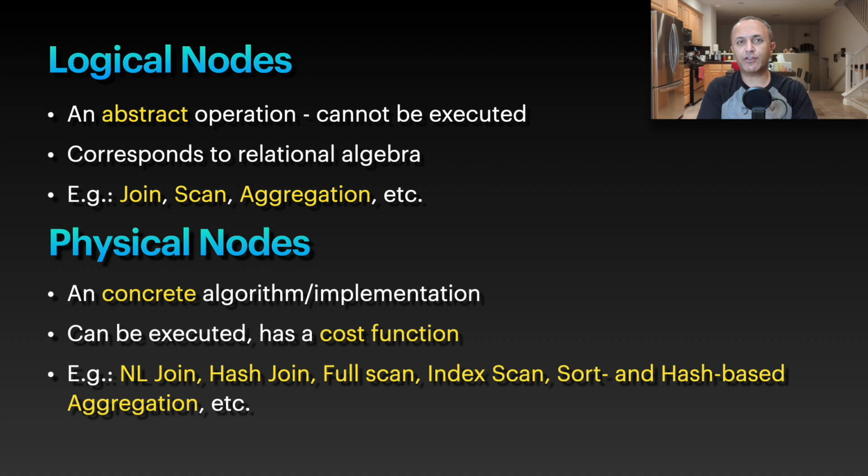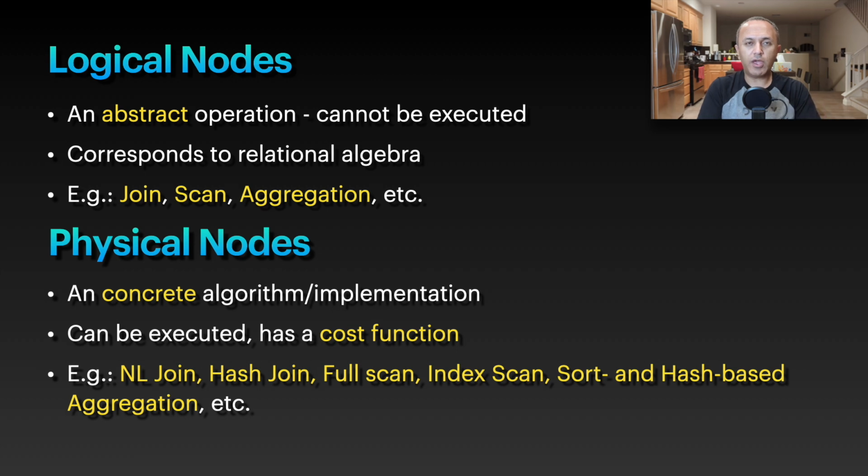You have hash-based aggregation, you have sort-based aggregation, which we have talked about in a previous video as well. All of these have the same semantics. Both of them will produce the same output, but they do it in a different way, and therefore they have a different cost. These are the things that we can actually execute. They have code that you can run.